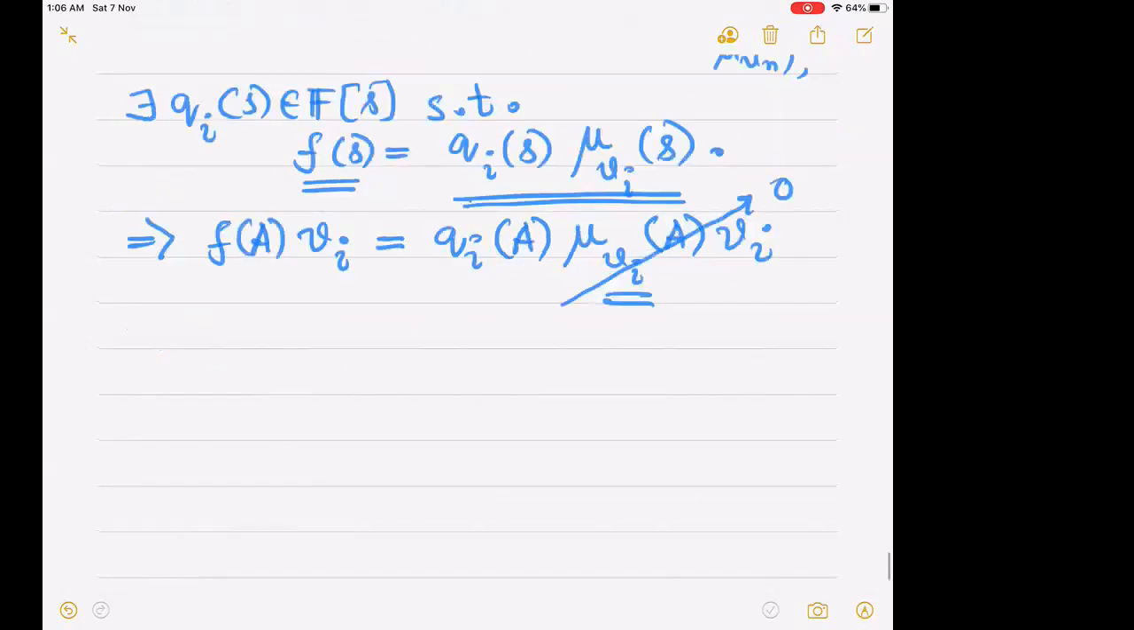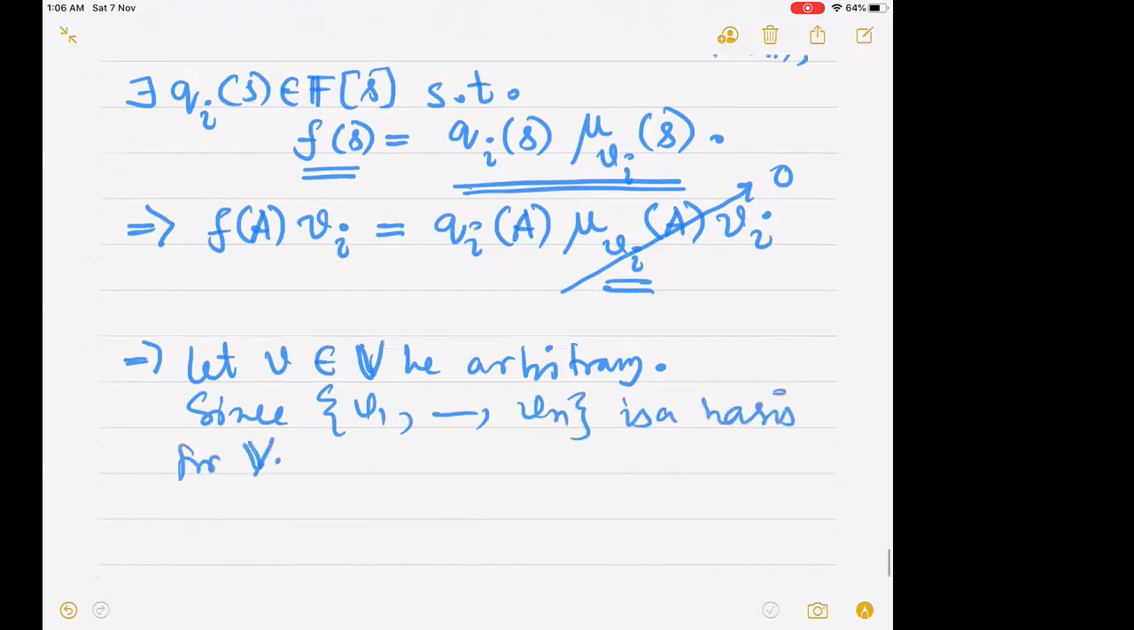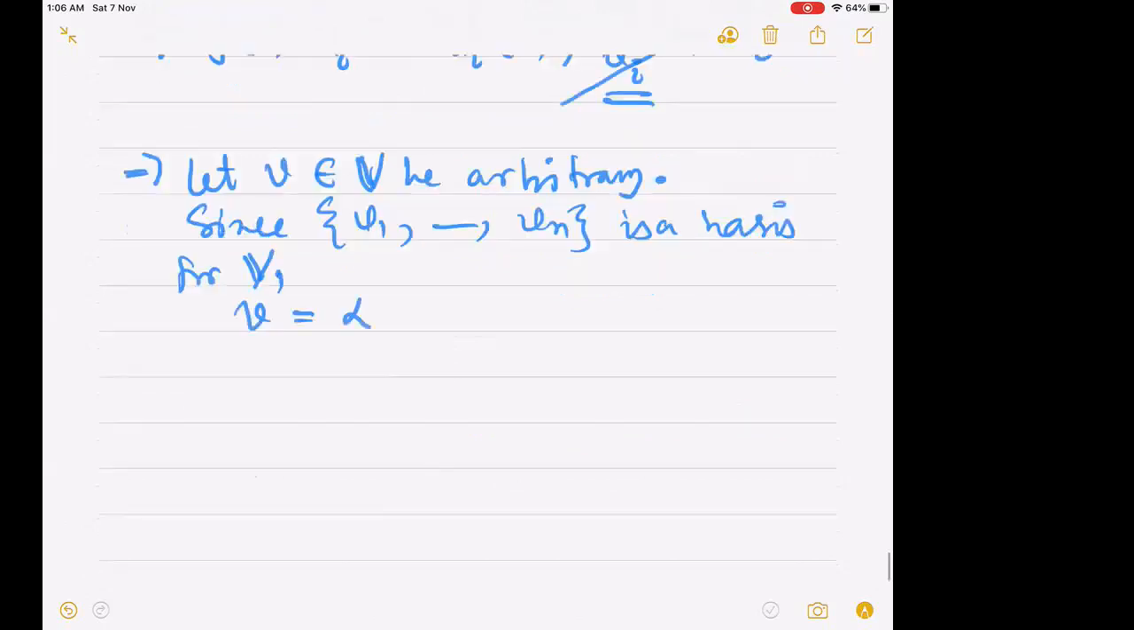So this implies now, let v in V be arbitrary. Since v1 up to vn is a basis for V, v must be equal to some alpha 1 v1 plus dot dot dot up to alpha n vn.